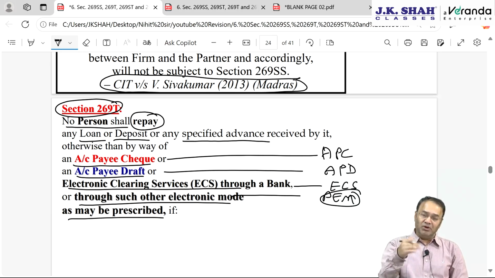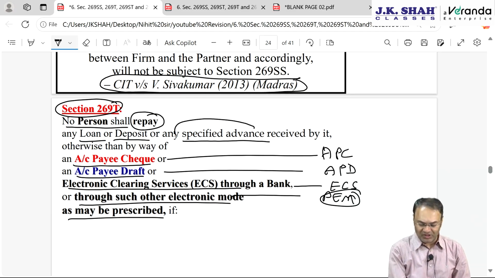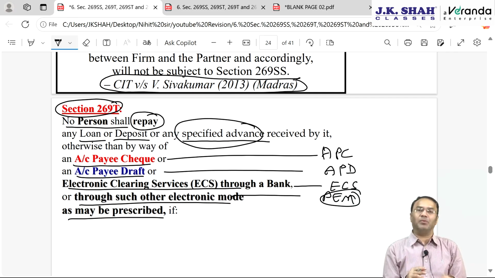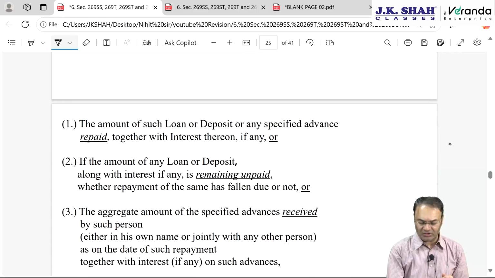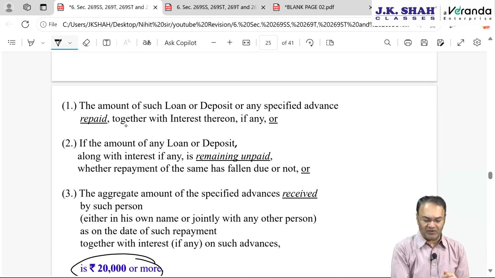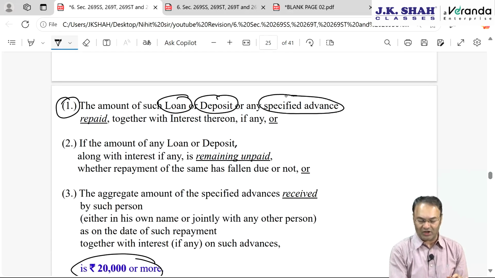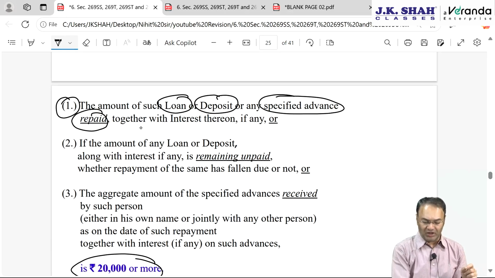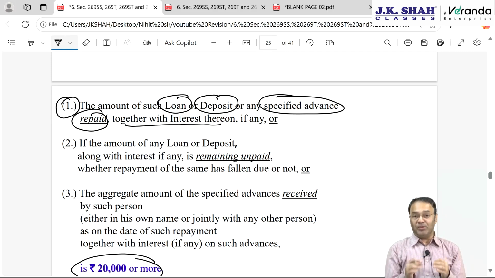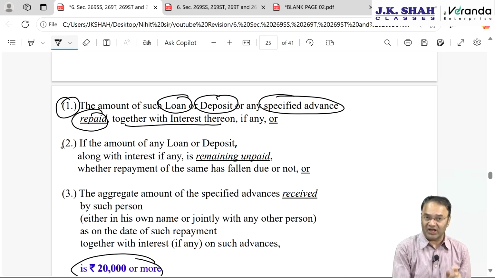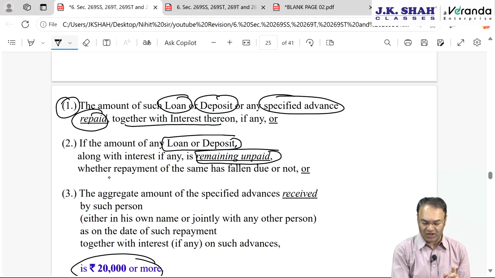Amount repaid is 20,000 or more, or amount outstanding before repayment is 20,000 or more, or the specified advance, the same as advance taken for immovable property, received up till now is 20,000 or more. Any of the following three is 20,000 or more. Which three? As far as the first point is concerned, it applies to all three: loan, deposit or specified advance. Whichever of the three is repaid together with interest, if the repayment amount along with interest is 20,000 or more, the section is attracted. Or the second point is only for loan and deposit.